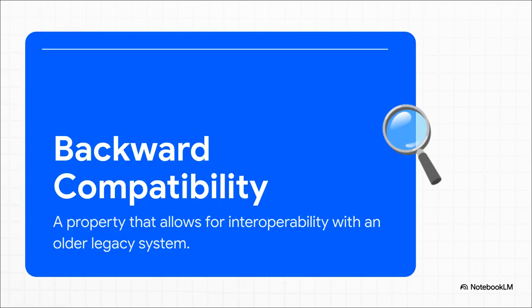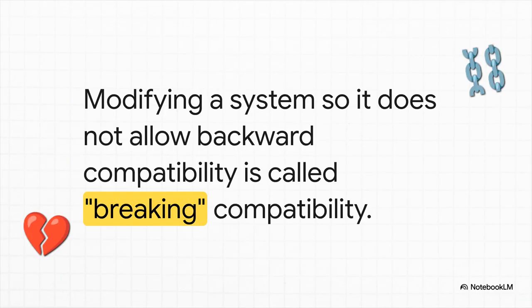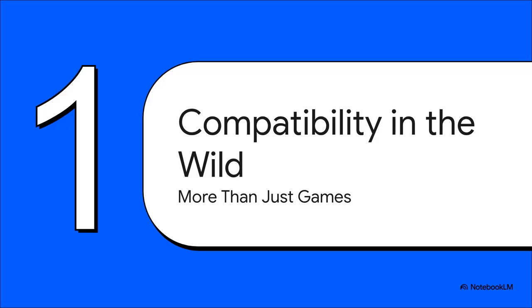Backward compatibility, at its core, is just the ability of a new system to play nice with the old stuff. Whether we're talking about software, accessories, or data, it's all about making sure the past has a place in the present. And on the flip side, when a company decides to just cut ties with the past, that's what we call breaking compatibility. And this is a deliberate choice, for sure. As we're going to see, it comes with a whole bunch of costs and consequences, both for the company and for us.